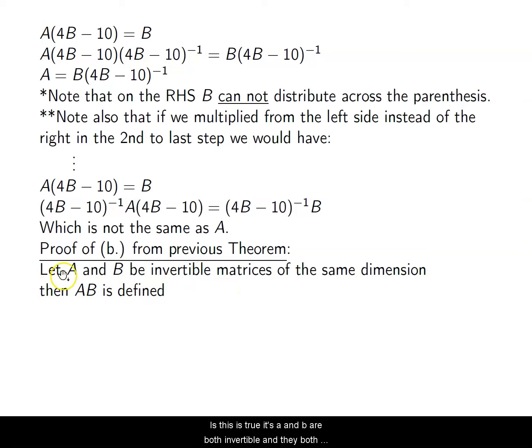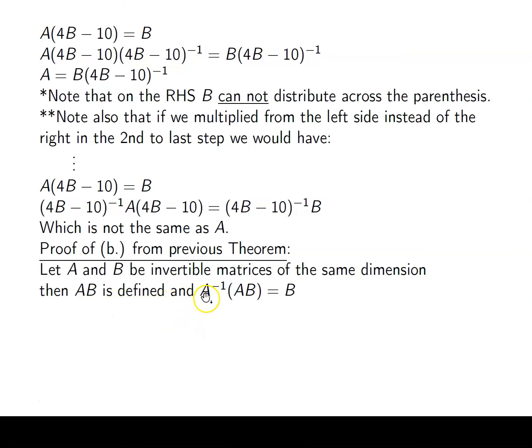If A and B are both invertible and they both have the same dimension, then that means I can multiply them together and have an actual matrix out, right? Now, if these had different dimensions, I wouldn't even be able to multiply this out. So I basically said both of these are invertible and their dimensions match up. Since they're invertible and the dimensions match up, they're both n by n, basically, right?